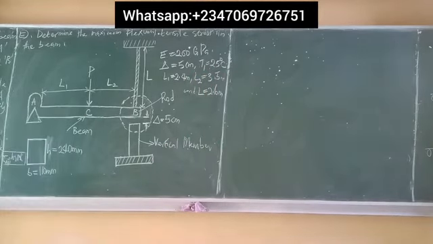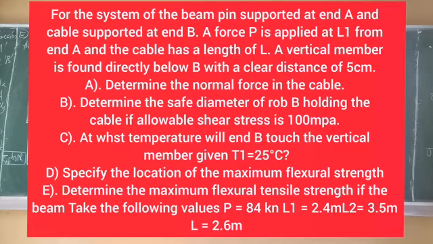The question says, for the system of the beam, pin supported at end A and cable supported at end B, a force P is applied at L1 distance from A and the cable has a length of L as shown. A vertical member is found directly below B with clear distance delta. The first question says, determine the normal force in the cable.